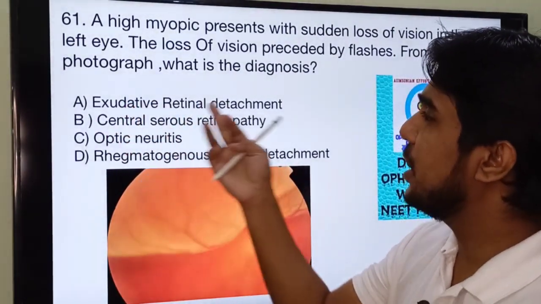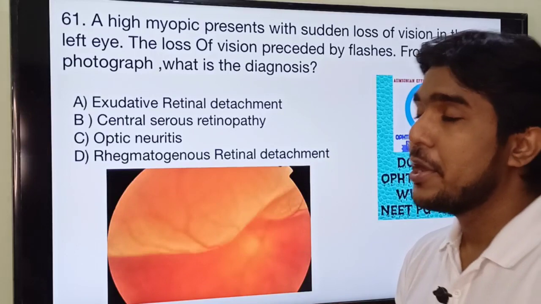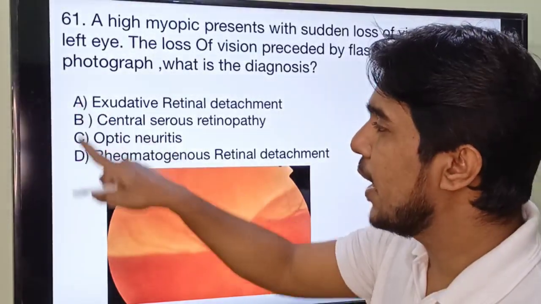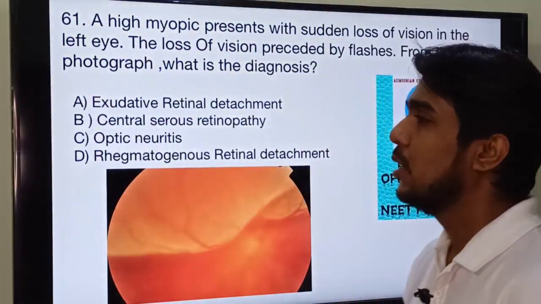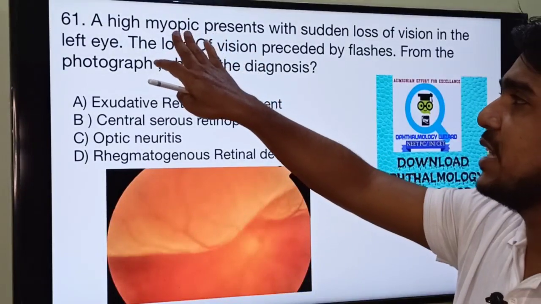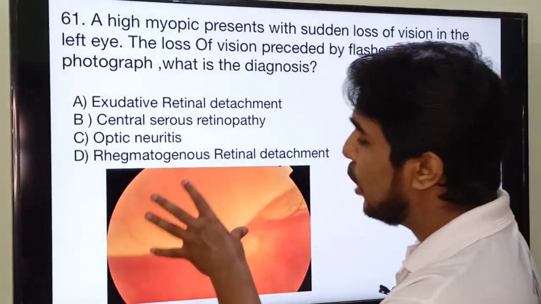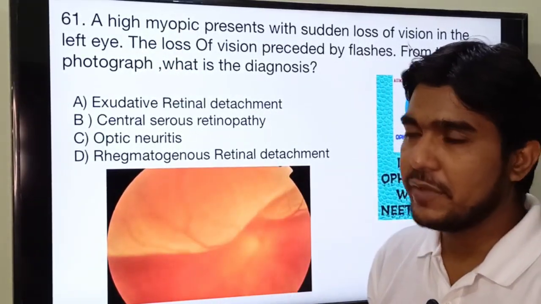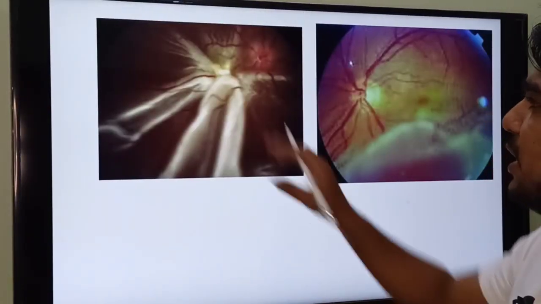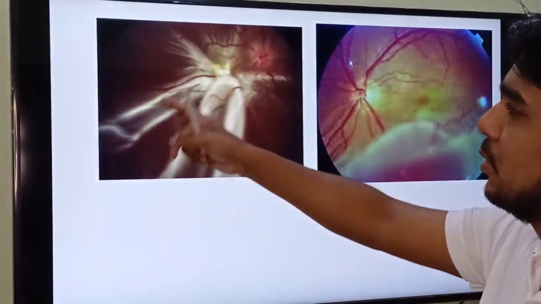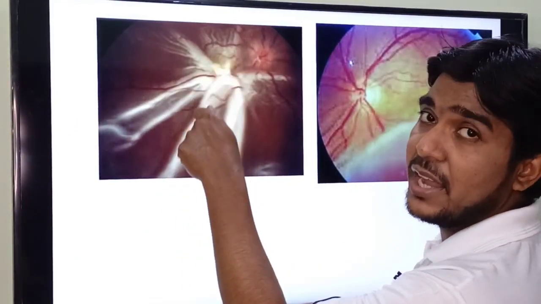So what can it be? Exudative retinal detachment, central serous retinopathy, optic neuritis or rhegmatogenous. Obviously it's retinal detachment. Now the two options, A and D: whether it is exudative RD or rhegmatogenous retinal detachment. Just remember, in high myopic cases, rhegmatogenous retinal detachment is common. Also, no exudation can be seen here, so it cannot be exudative retinal detachment. So the answer is rhegmatogenous retinal detachment. You can see there is a fold of the retina here which is causing traction and causing the retinal detachment.